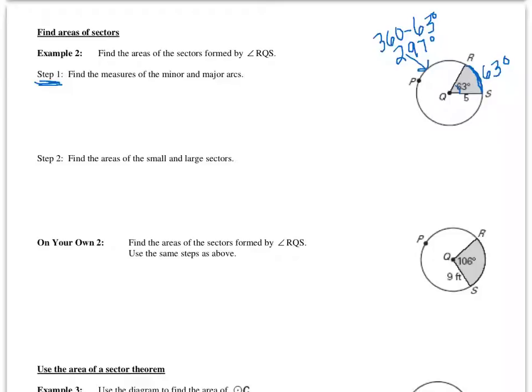Step 2, find the areas, notice it says plural, of the small and large sector. So let's do the small sector first. So for my small sector, I have 63 degrees out of 360 degrees equals, now it's the area of the sector, we don't know what it is, so it's x, out of the area of the entire circle is pi times 5 squared, so times 25.